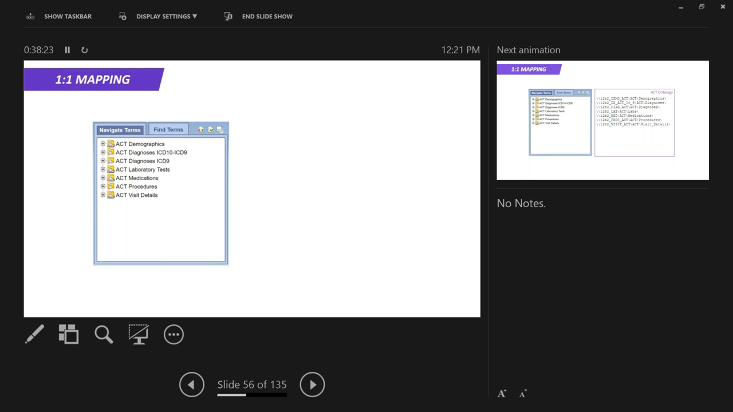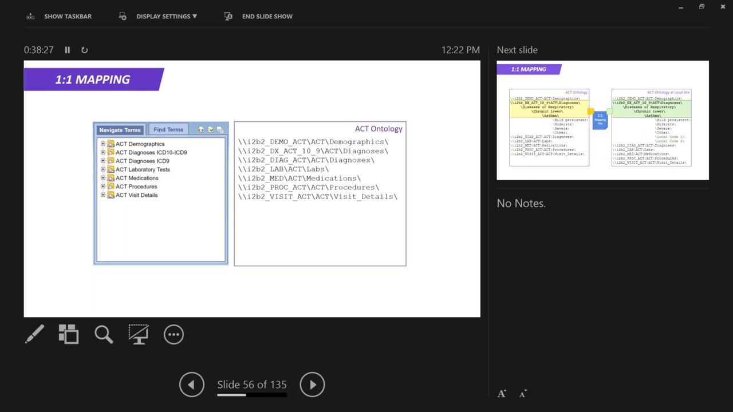So of course you have here the I2B2 ontology, the ACT ontology. And as you are probably aware, that ACT ontology is represented by these hierarchical paths. You can think of them as a file system in a tree. So all these folders that you see here on the left are represented by unique paths on the right. This is kind of what it looks like in your database.